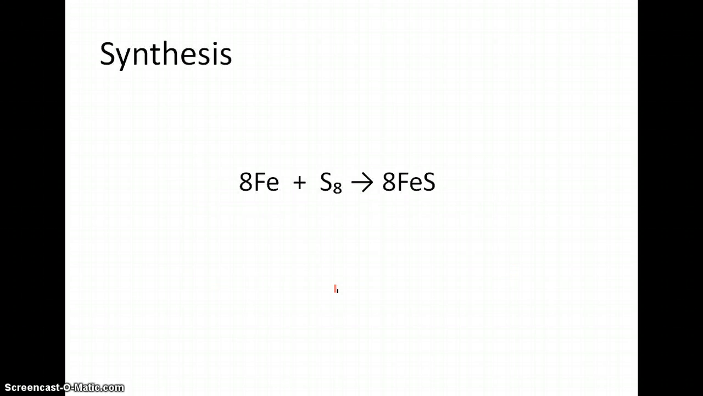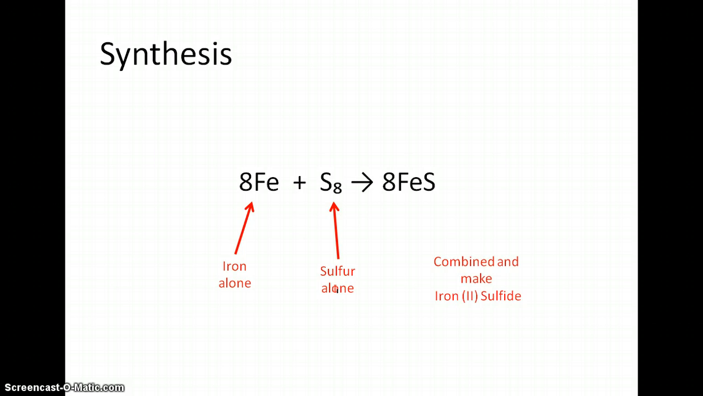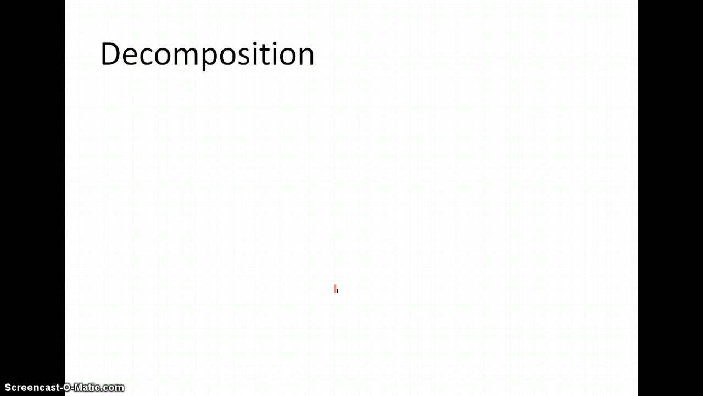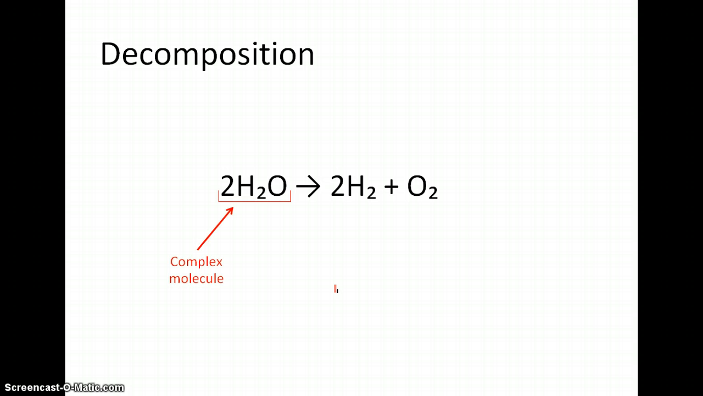Synthesis. A synthesis reaction is when 2 single compounds combine to make a more complicated compound, as in here. There's iron alone, combined with sulfur alone, creates iron 2 sulfide. Decomposition. A decomposition reaction is a complex molecule broken down into 2 simpler ones. For example, see the initial complex molecule. It's then broken down into the 2 simpler molecules which make it up.